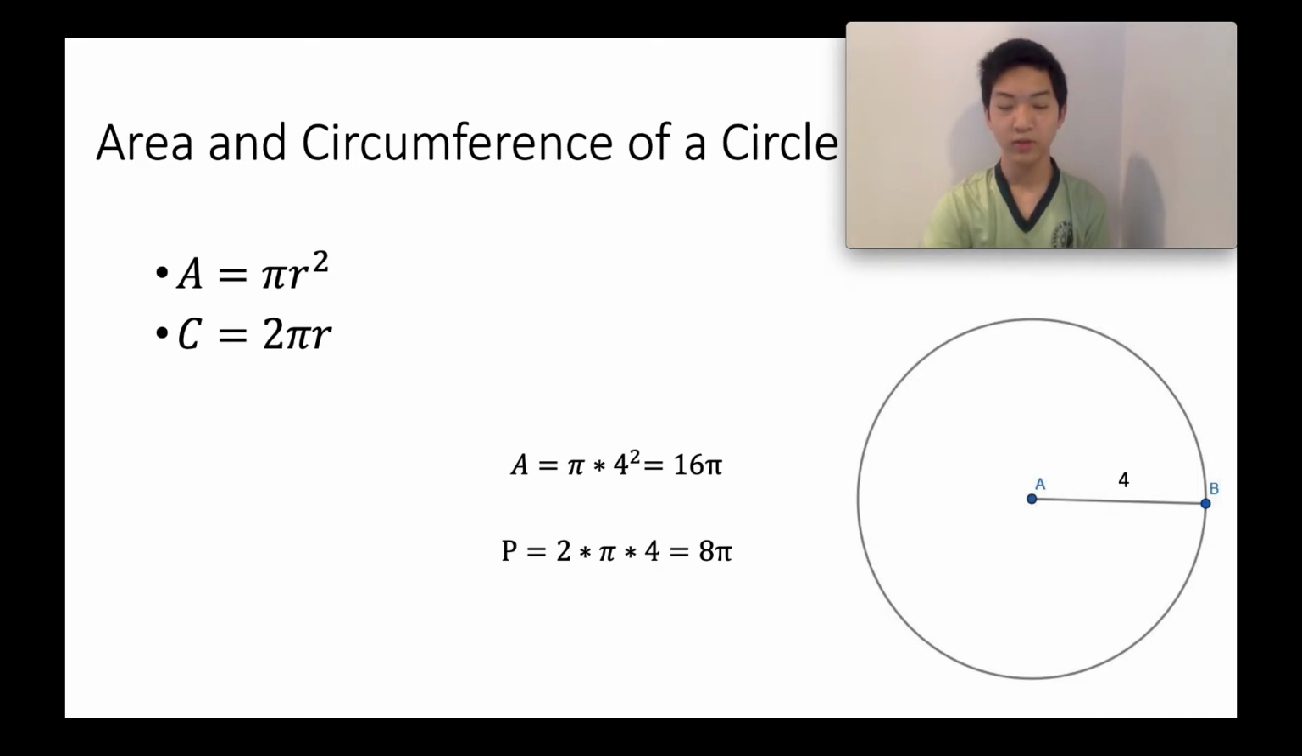In case you don't know, the radius is a line drawn from the center of the circle to a point on the circle. So you can see here the area is equal to pi times 4 squared, which is equal to 16 pi, and the circumference is equal to 2 times pi times 4, which is equal to 8 pi.